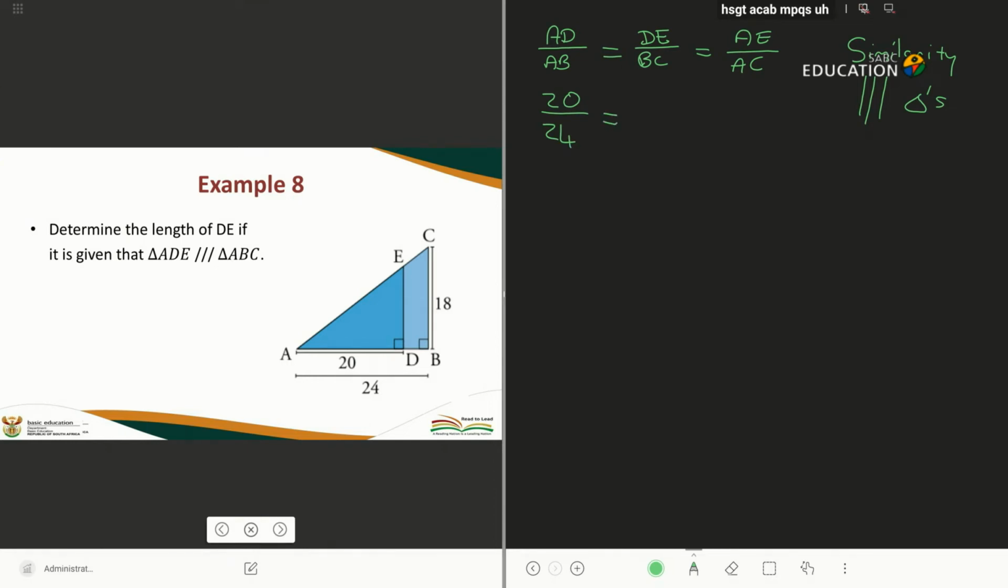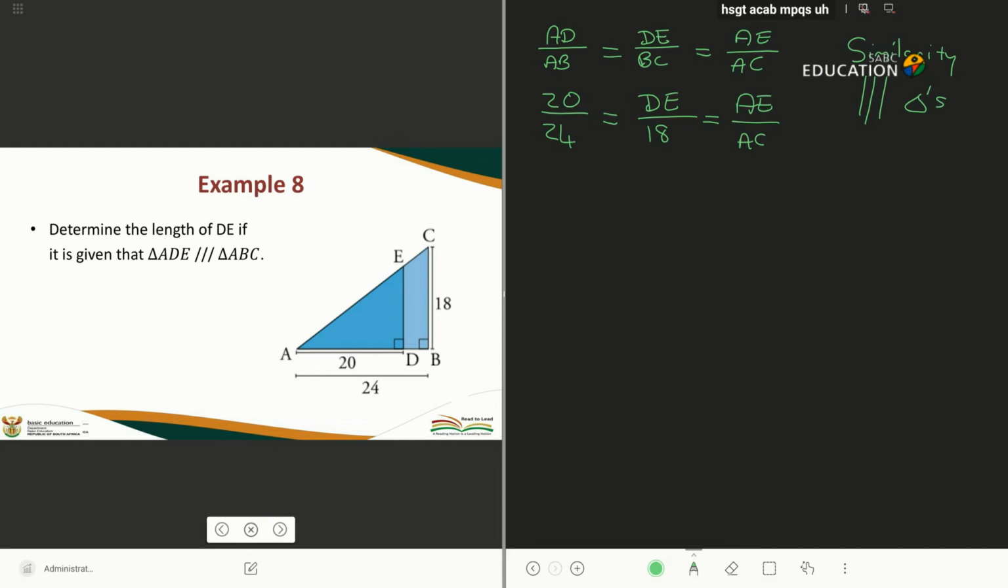DE, we do not have a length for DE. BC has a length of 18. Then we have AE, we do not have a length for AE, and we do not have a length for AC. All right. But now you will see there are three fractions or three ratios.